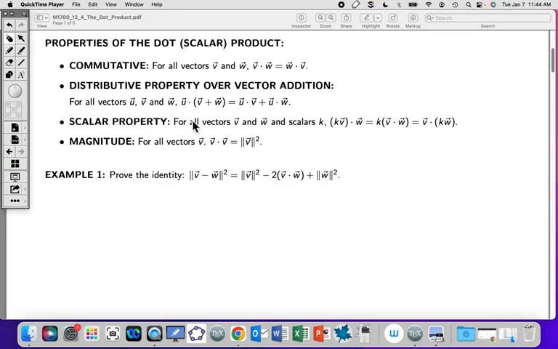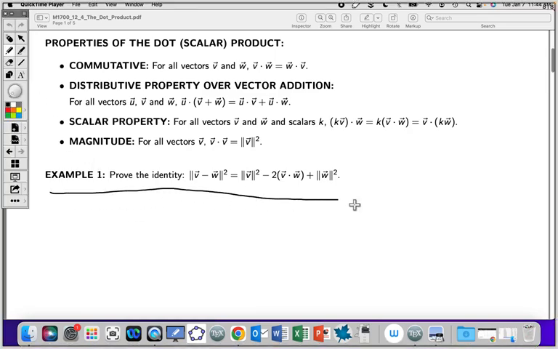Okay. These other properties can be verified. We go through some of the details in the book. You're just working through things component by component. These properties, once again, are inherited from the properties we have for real numbers.